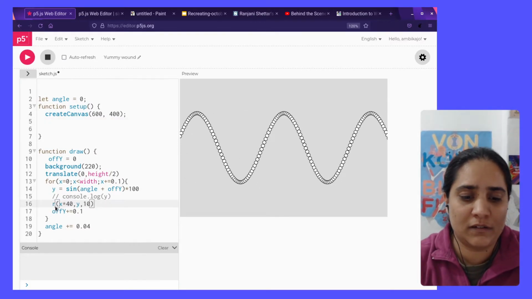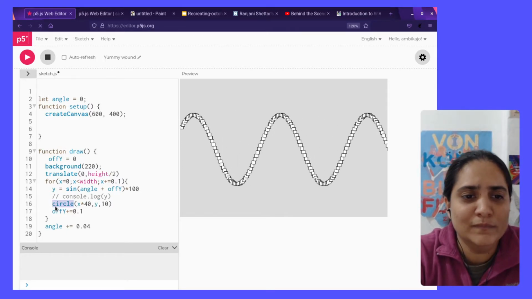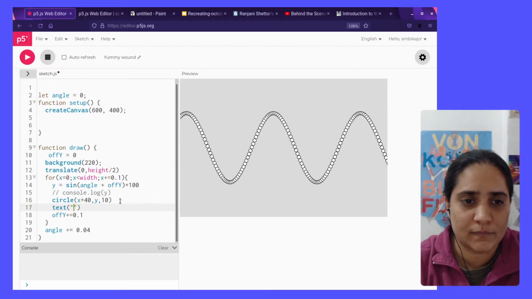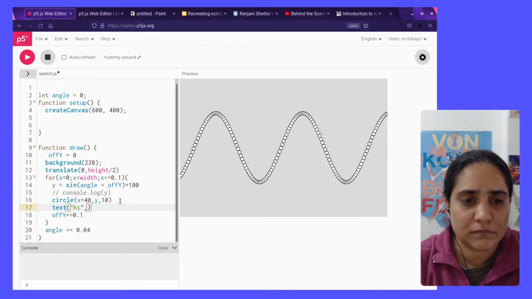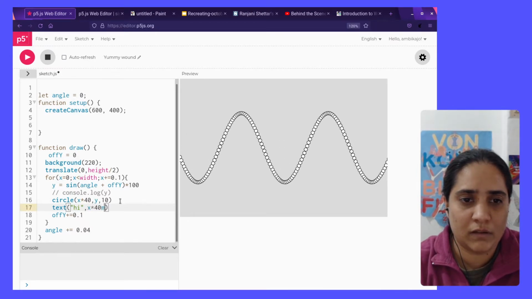So this is kind of sorted. Now here, of course, the same kind of values apply. You can change the shape. You can make this a text. So if I use this and then x times 40, comma.